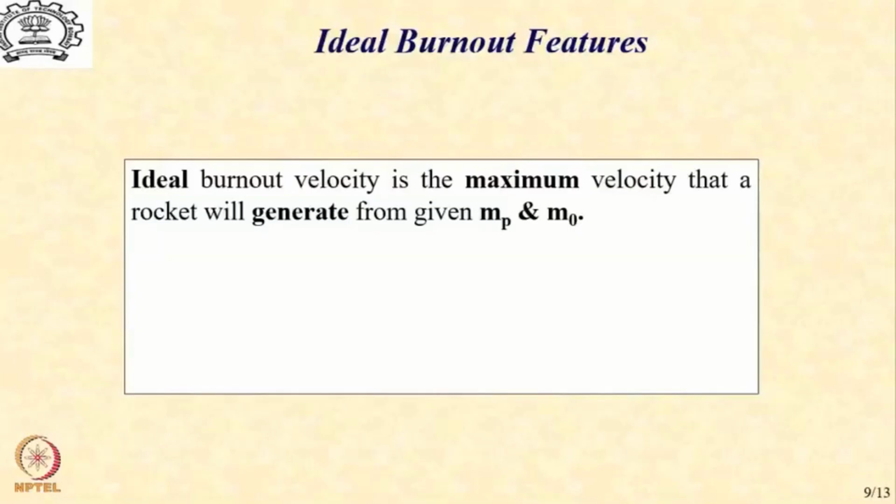One thing that we note is that the ideal burnout velocity Vb, which is mentioned in the expression earlier, is the maximum velocity that a rocket will generate from given propellant and the liftoff mass. That's the maximum that you can get out of that rocket, because we have ignored the effect of gravity, we have ignored the effect of drag, we have ignored all other effects. So this is the best possible performance that you can expect.